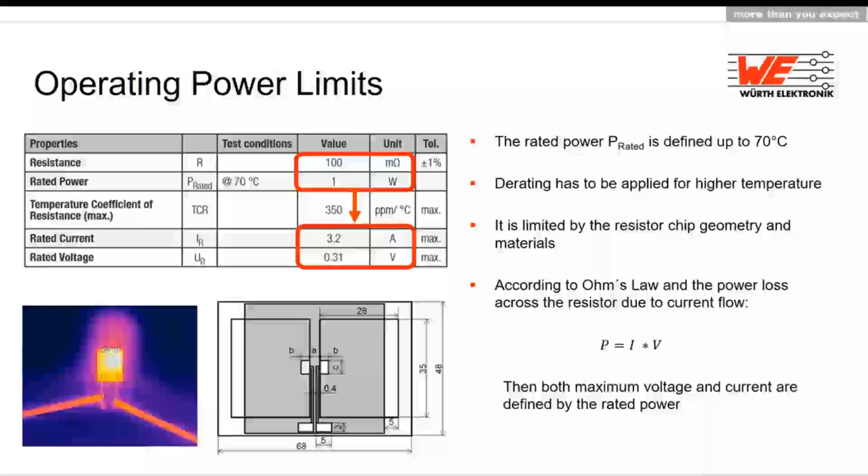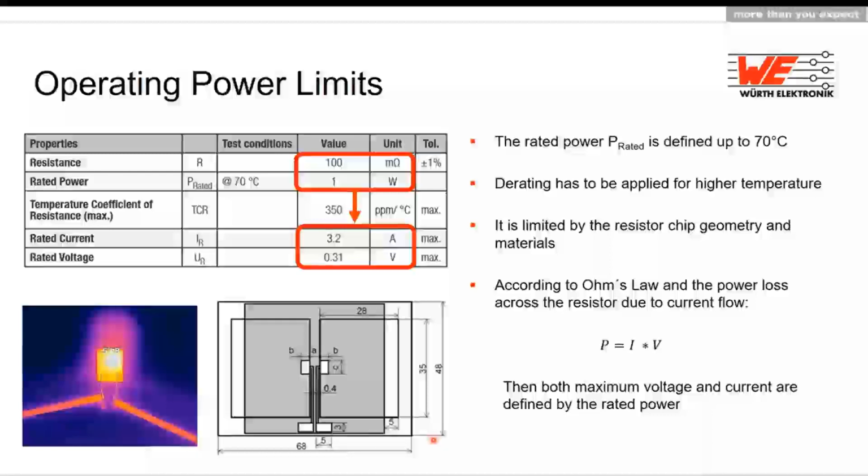With the defined pad geometry, like you see in the gray picture here, so the land pattern, we can measure the temperature rise with a certain current flow through the part. When we reach the specification, here we go up to 70 degrees. We have then our rated current with full load. With this current, we can then calculate the rated voltage. As you see here, we have 0.31 volt.